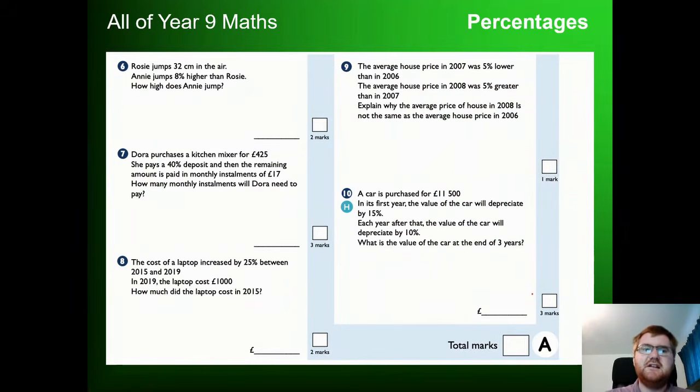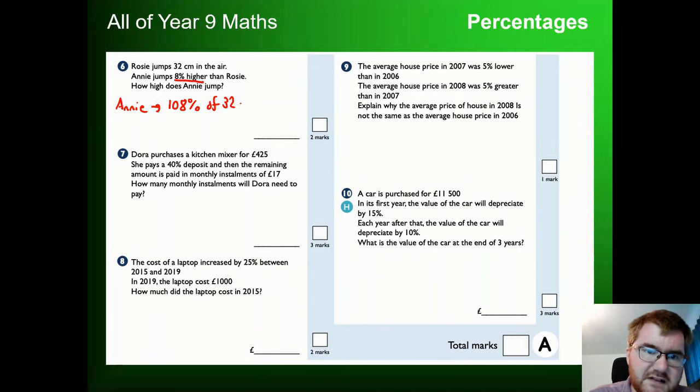Right, on to question 6. Rosie jumps 32 centimetres in the air. It's pretty good. Annie jumps 8% higher than Rosie. So how high does Annie jump? The way I like to work this out, 8% higher or bigger, therefore Annie is going to be 108%. So take the original 32 as 100%. She's jumping 8% higher, so that's going to be 108% of that 32 centimetres.